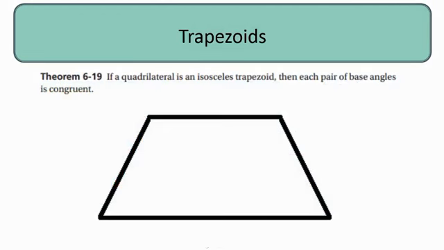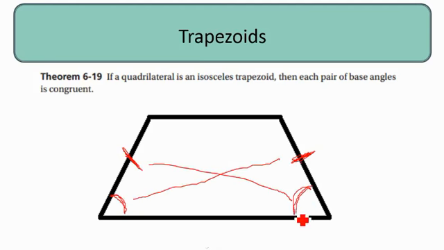The two angles that share a base of a trapezoid are called base angles. If a quadrilateral is an isosceles trapezoid, then each pair of base angles is congruent. So just like with triangles, the opposite angles are congruent as well. Opposite this side, opposite this side, those two angles are congruent. And now that we have two angles up here, these two angles are congruent as well.